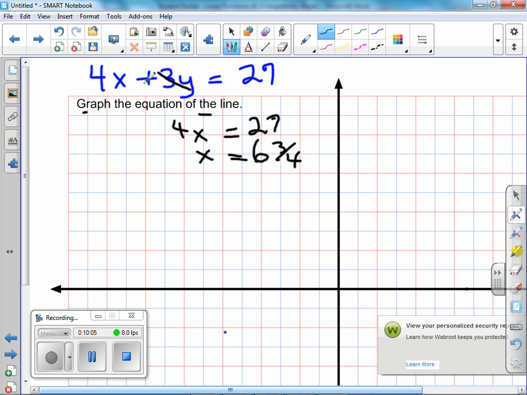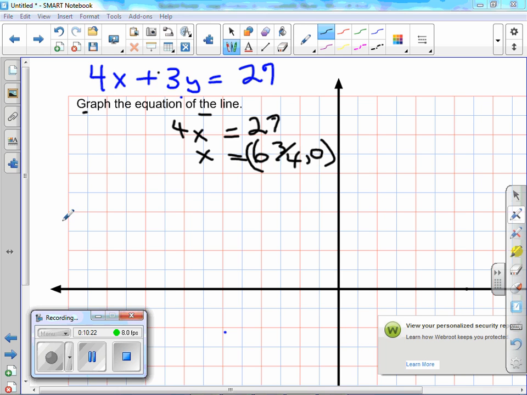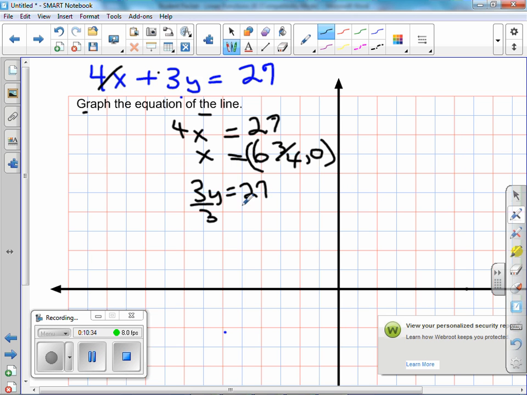Okay, so let's graph the other one. So the x is 6 and 3/4 and y is 0. Always make sure it's ordered pairs. Now we're going to mark through the x. So we have 3y equals 27. And so divide both sides by 3.